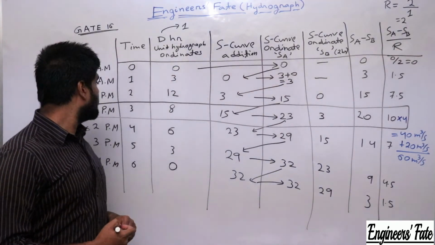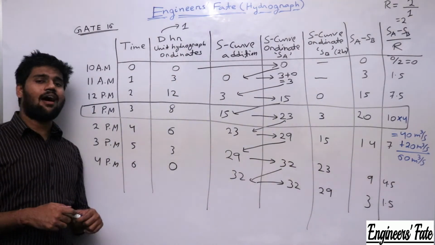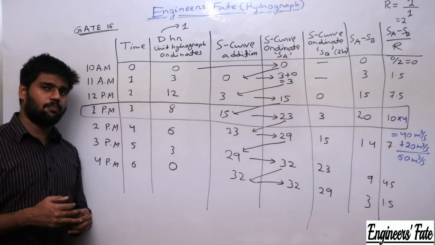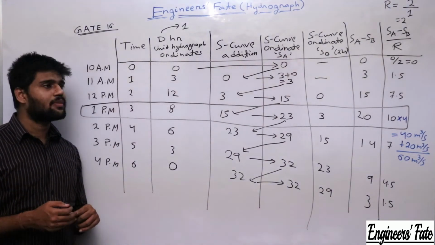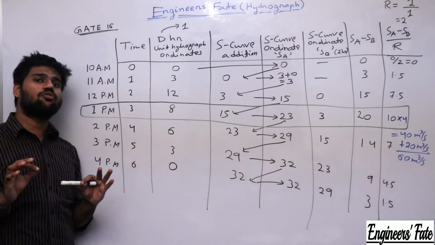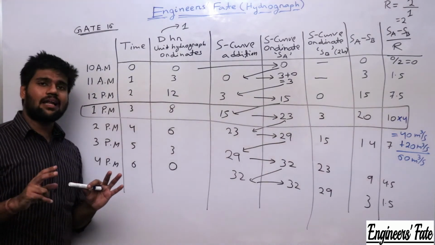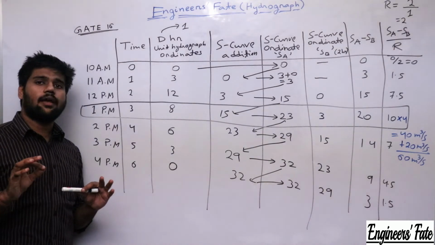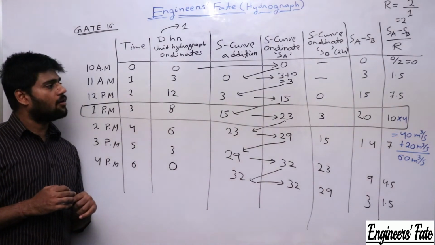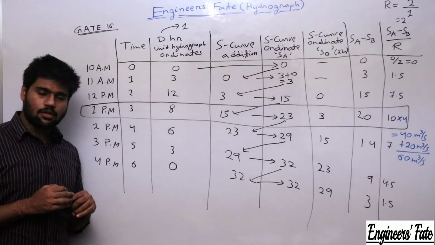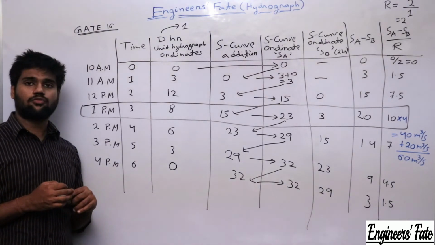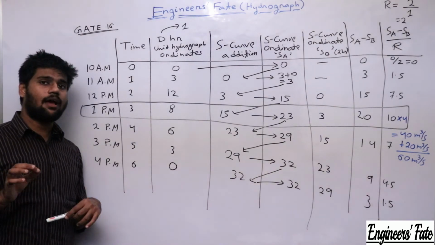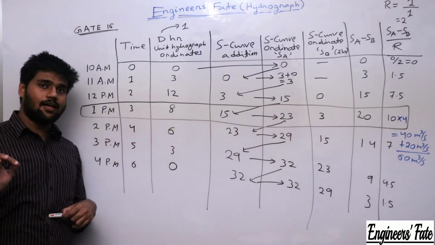So please note it down, and if you haven't understood, I request you please play the video again. I have told you how to convert a 1-hour unit hydrograph to a 2-hour unit hydrograph using the S-curve method. So I hope you have understood this question. Please solve the next question by yourself, and I will discuss the last question.